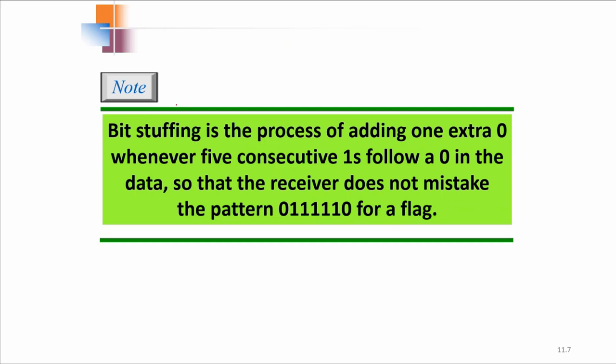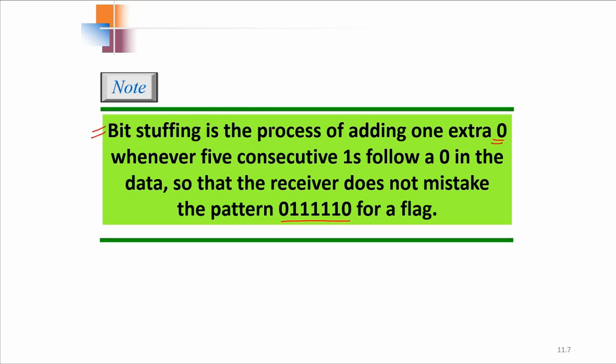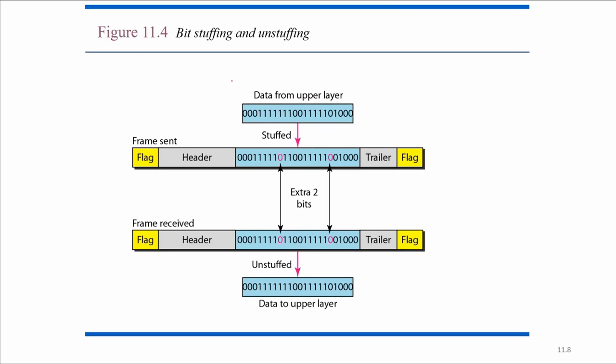Now we will look at how stuffing and destuffing is done with bits. Bit stuffing is the process of adding one extra 0 whenever 5 consecutive ones follow a 0 in the data, so that the receiver does not mistake the pattern for the flag. In the flag it is given as 0 with 6 ones and then 0, so whenever there are 5 consecutive ones, an extra 0 is added in bit stuffing. We will see the same process here, bit stuffing and bit unstuffing.